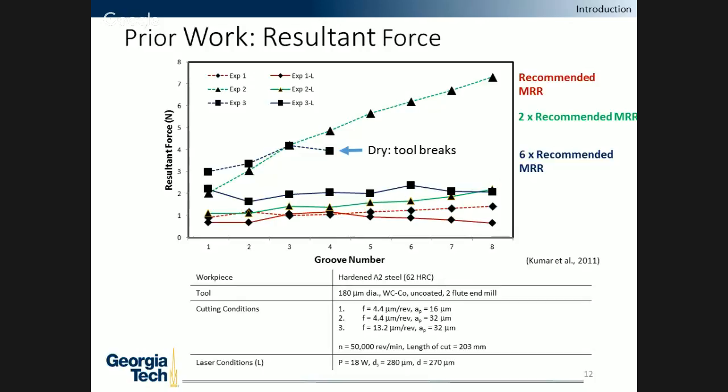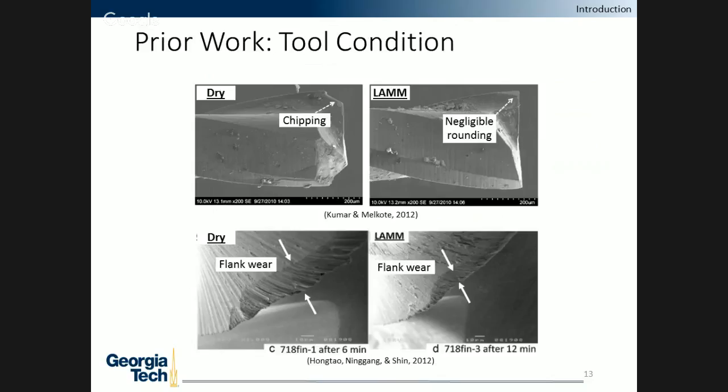In this cutting condition, the cut was made under dry conditions without laser assist. You can see the forces are fairly high, higher than the other tests, and the tool breaks after machining only 4 grooves. However, under those exact same cutting conditions, with the same feeds, speeds, and depths of cut, the same situation with laser assist greatly reduced forces, thereby greatly increasing the tool life. Because of this, it was able to run at 6 times the recommended yield, greatly increasing production.